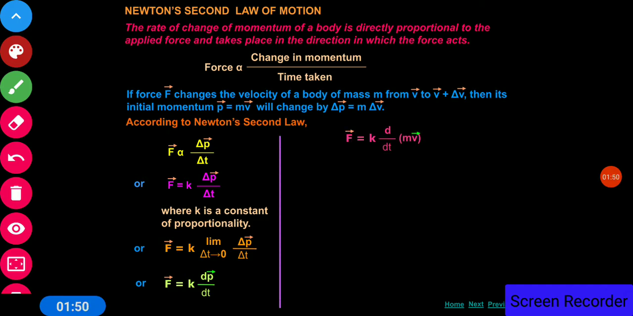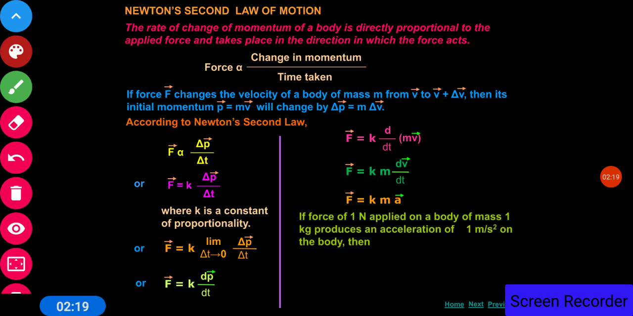So from here we can say that F = K d by dt of mv. Since in the differentiation of mv, m is constant, and a constant term can be taken out from the differentiation, it reduces to F = K m dv by dt. And we know that dv by dt is acceleration, so in place of dv by dt we can write a, and it reduces to F = K ma.